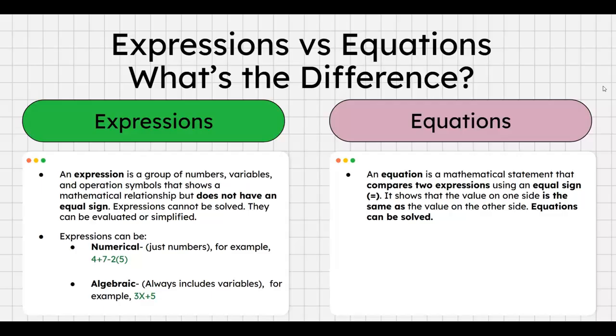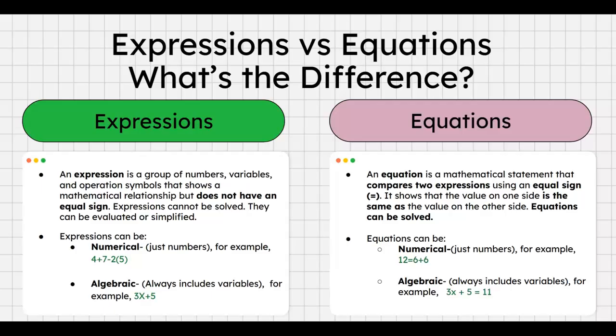Equations, on the other hand, an equation is a mathematical statement that compares two expressions using an equal sign. It shows that the value of one side is the same as the value on the other side. Equations can be solved. Equations can also be numerical, like 12 equals 6 plus 6, or algebraic, like 3x plus 5 equals 11.